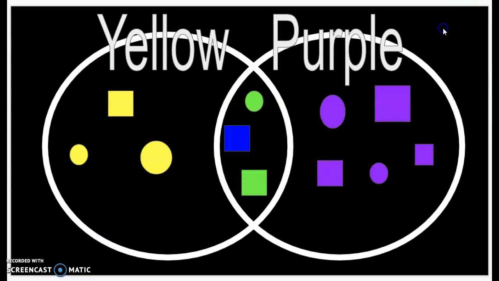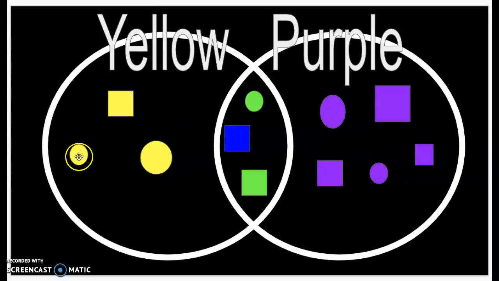All right, so even within the purple objects, we have squares. All of these three are squares, and they are purple. So they both have two attributes that are the same. Then we also have circles. They have two attributes that are the same. They're circles and they're purple.